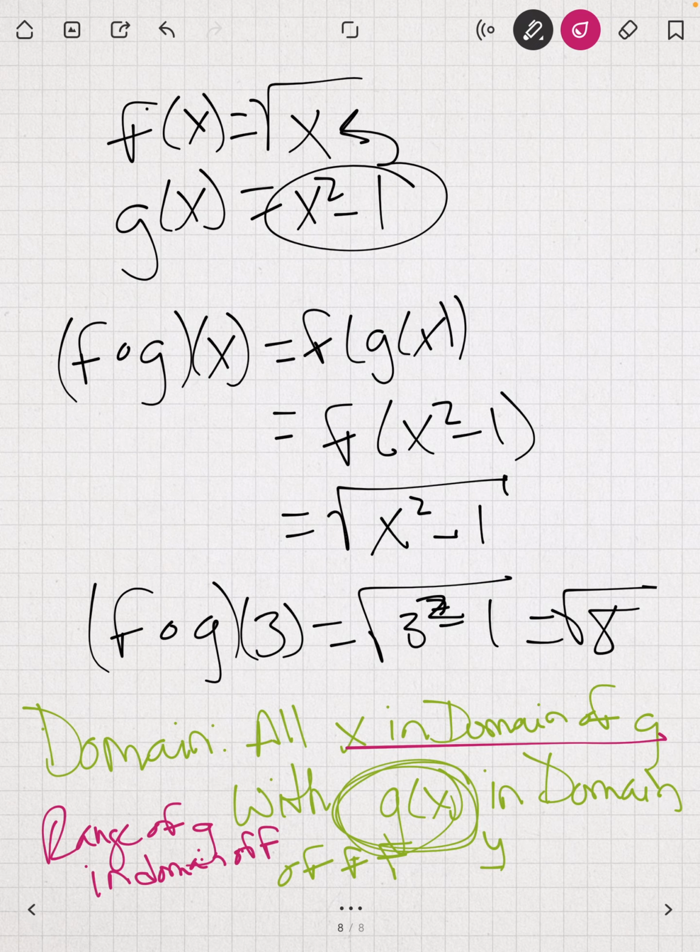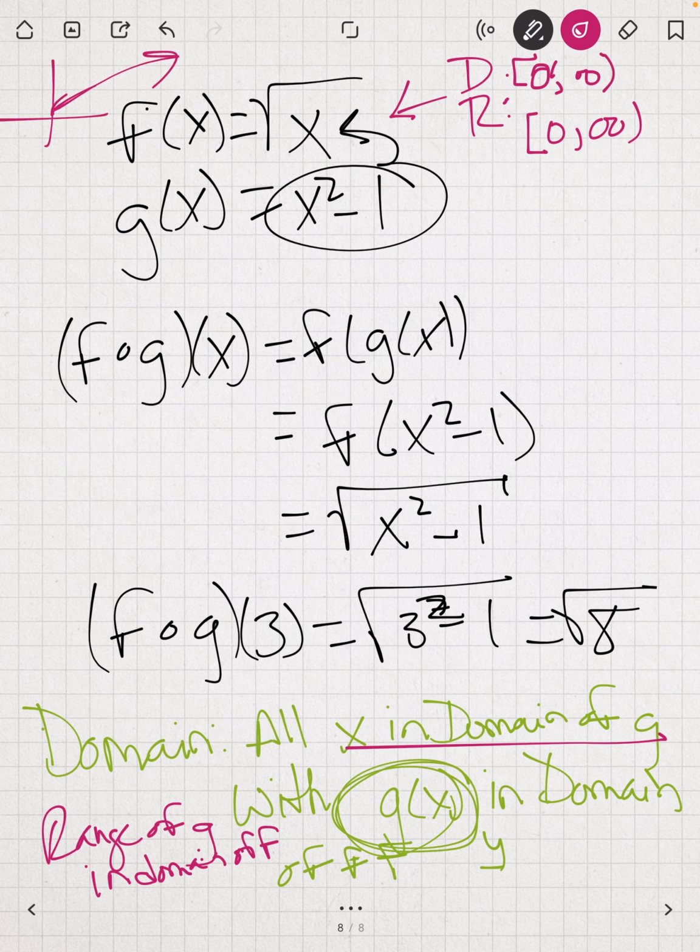What does that mean? So the domain of f here was, we'll write our domain and our range. Our domain is from 0 to infinity. And our range is also 0 to infinity, right? Because our square root graph looks like that, a little curvier. And then our x squared minus 1 looks like that, coming down here to -1.